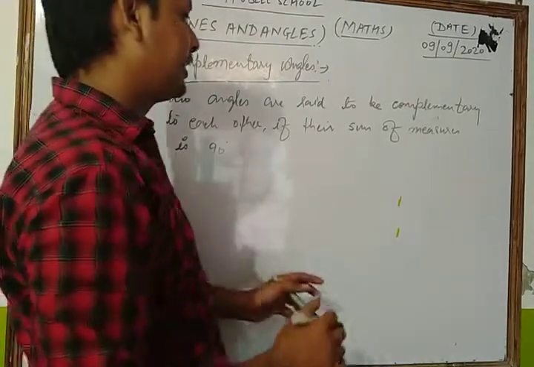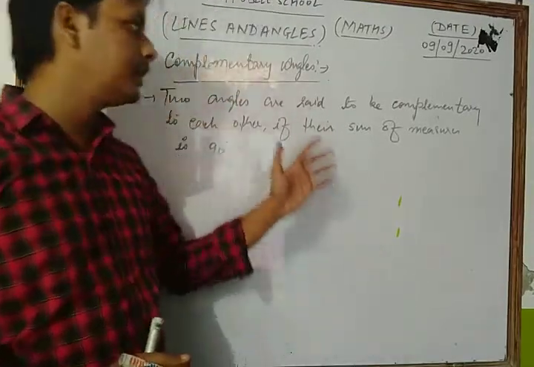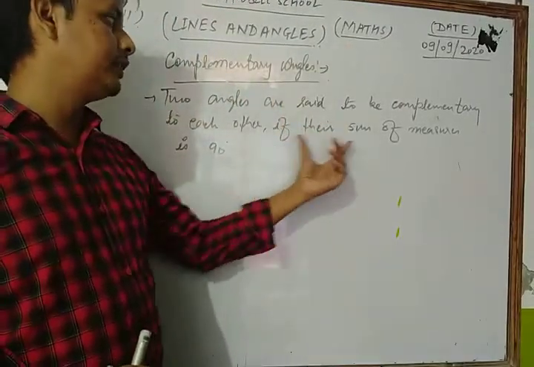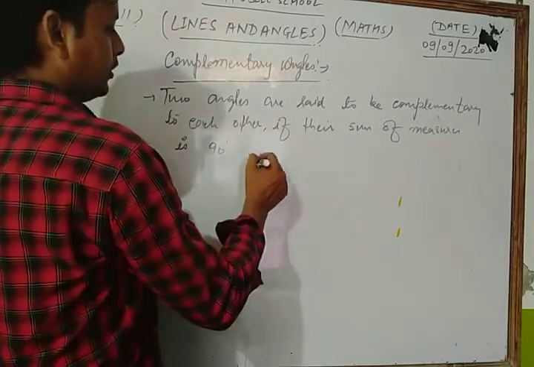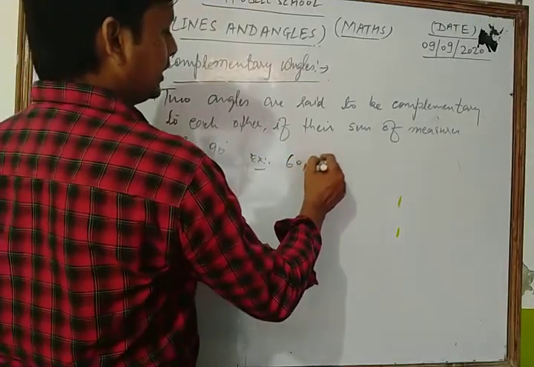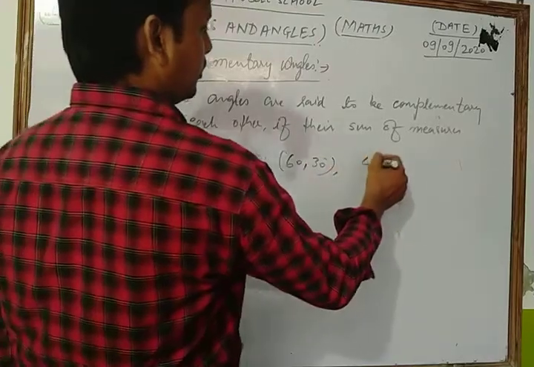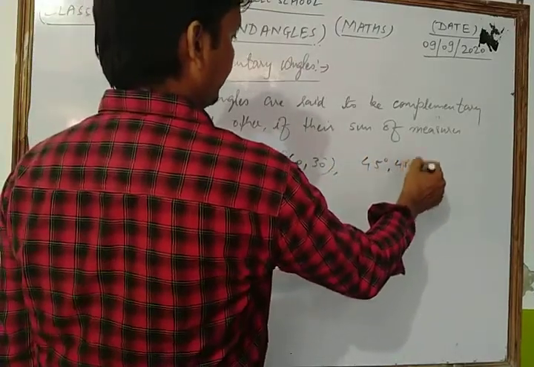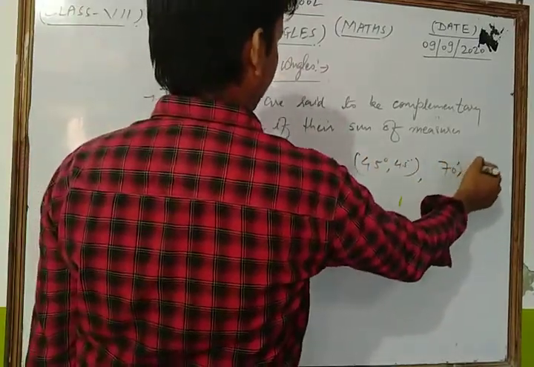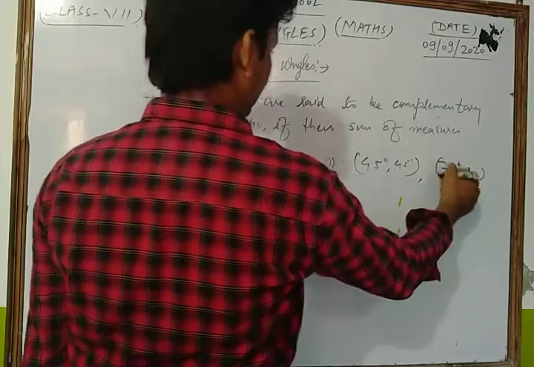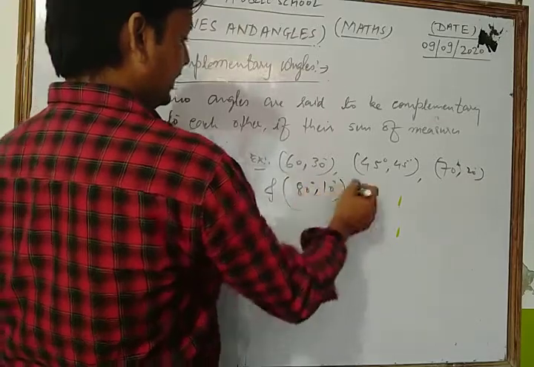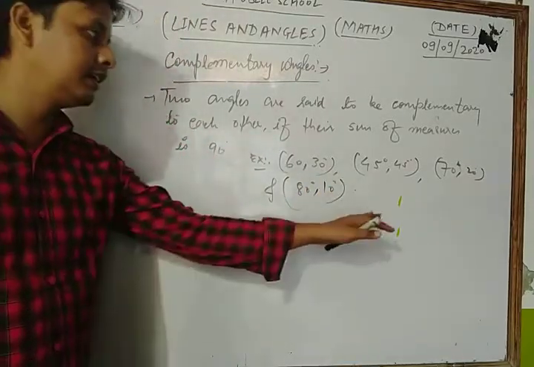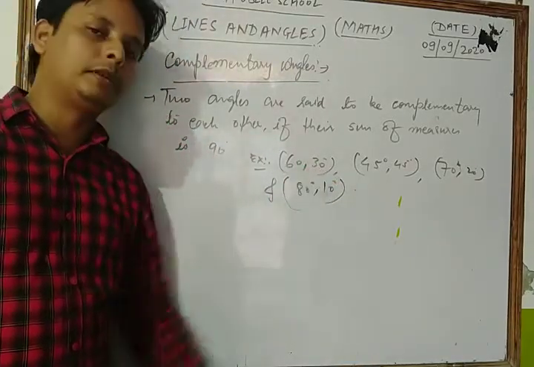Okay, so we can say that, dear student, two angles are said to be complementary to each other if their sum of measures is what? 90 degrees. Now let's take an example: 60 and 30, 45 and 45, 70 degrees and 20 degrees, and 80 degrees and 10 degrees. Dear student, these are pairs of complementary angles.